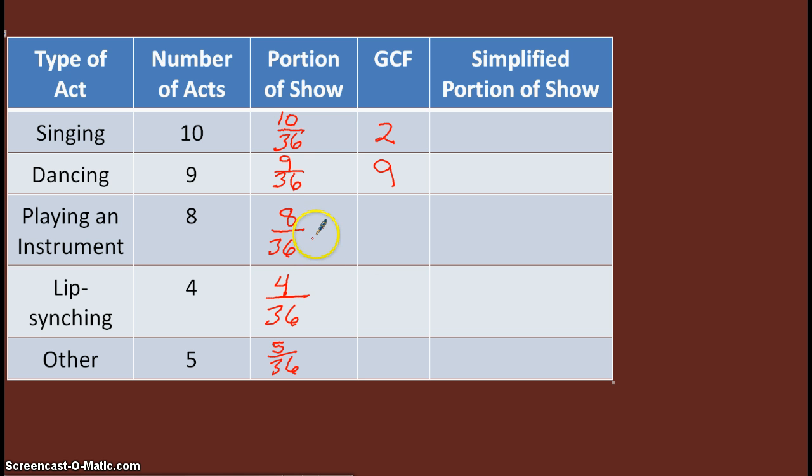With 8, the greatest common factor of these two numbers will be 4. I know this because the factors of 8 are 1, 2, 4, and 8.